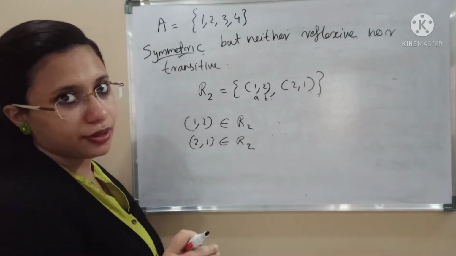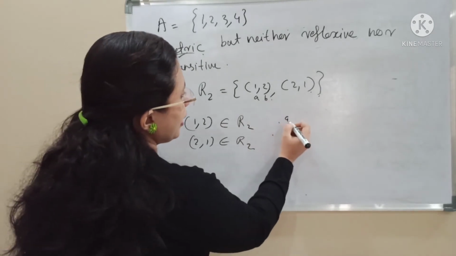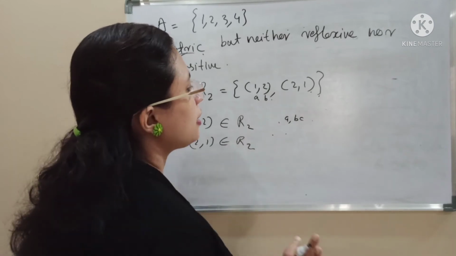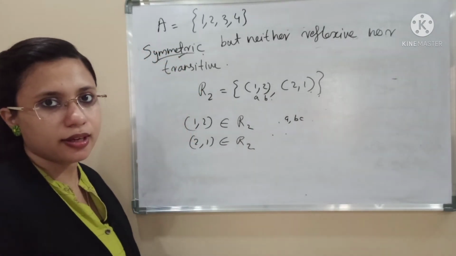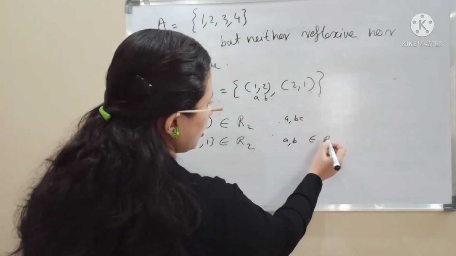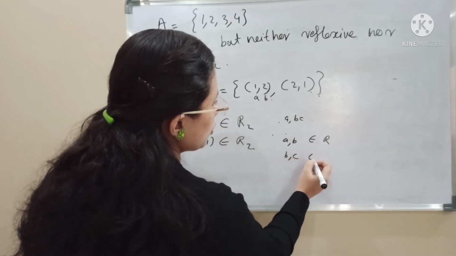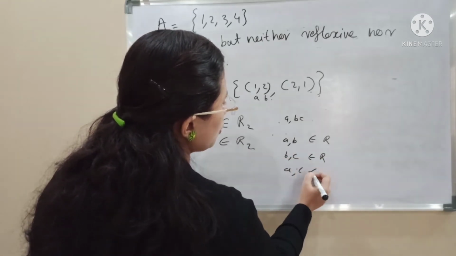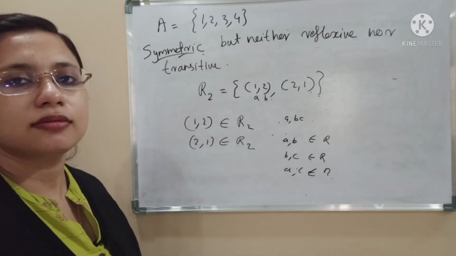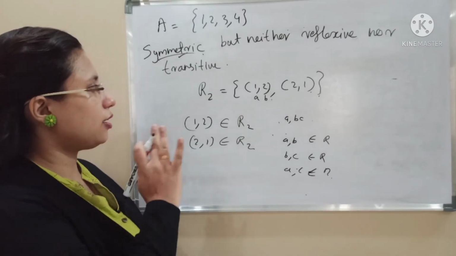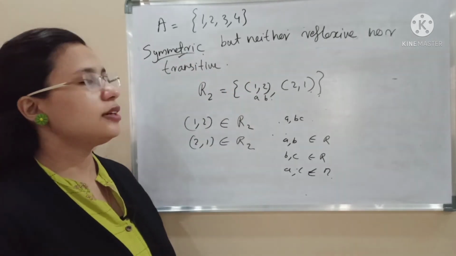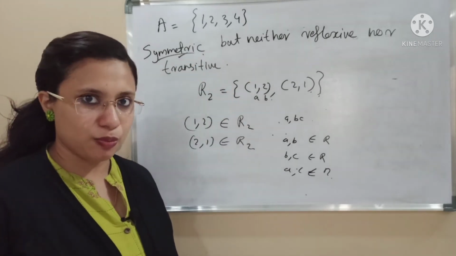And is it transitive? There are no A, B, C elements, only A and B exist, so definitely the transitive condition will not work here, right? What is the transitive condition? (A,B) belongs to R, (B,C) belongs to R, then (A,C) belongs to R. Definitely these relations are not given in the R2 set. So we have proved this condition also.